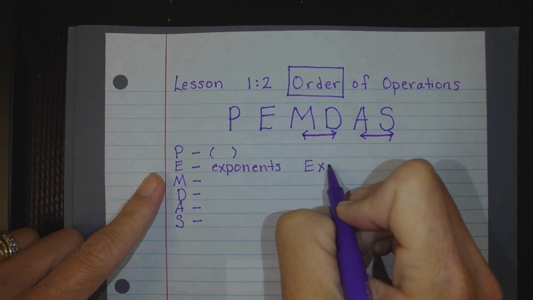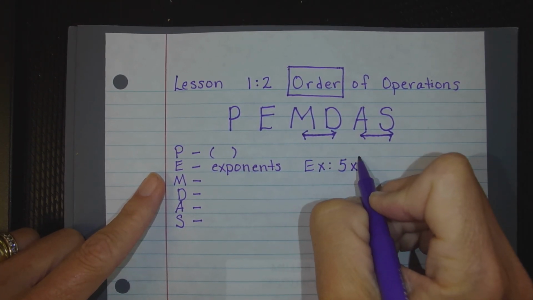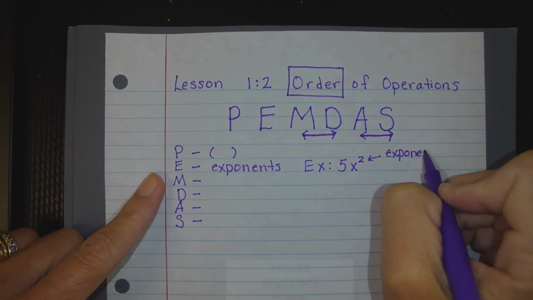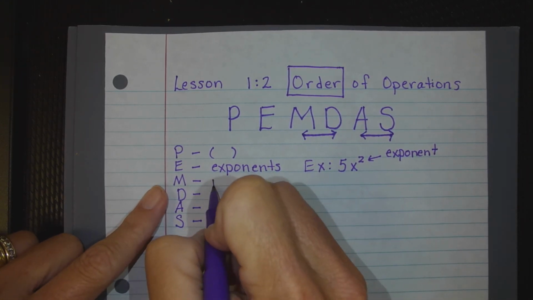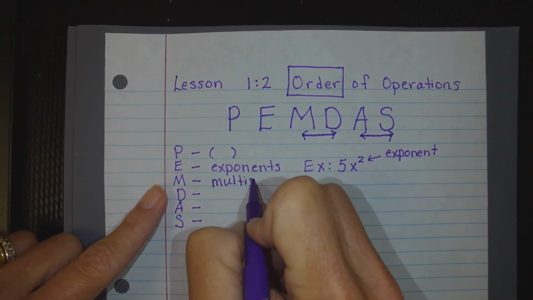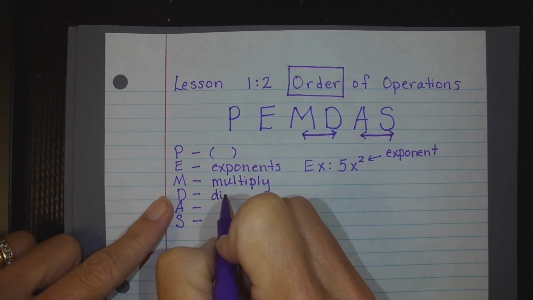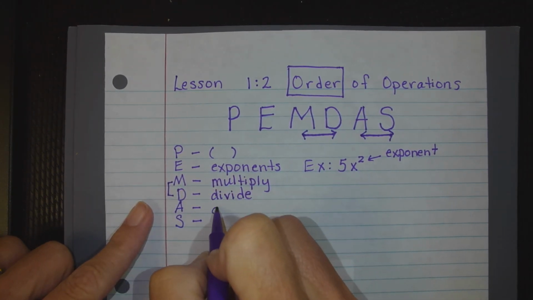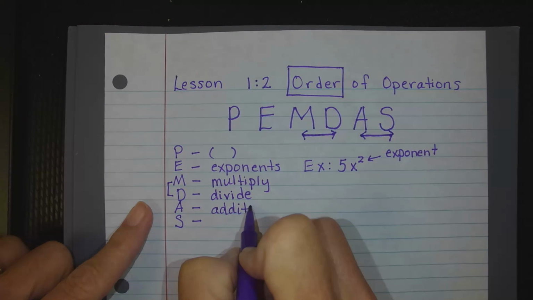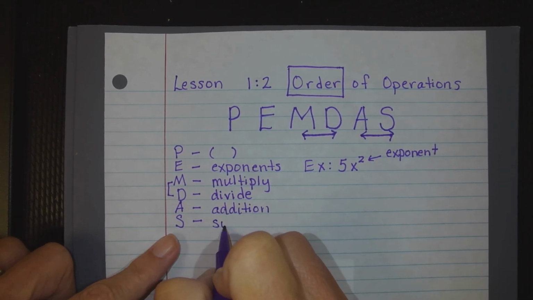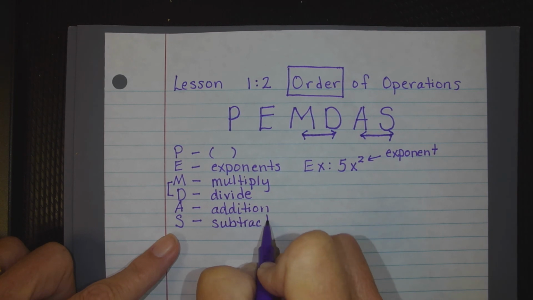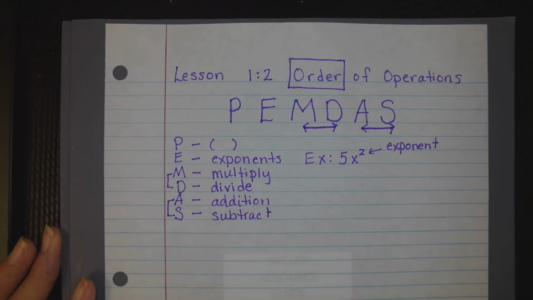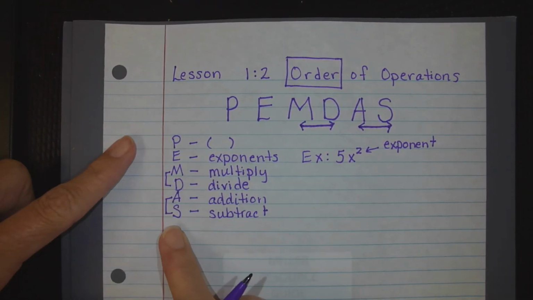For example, 5x squared. That is an exponent. Okay, M stands for multiply. D is divide or division. Those two go together. And A stands for addition. S stands for subtraction. And there we go. And these go together. So there's some good notes. I highly suggest you remember this.